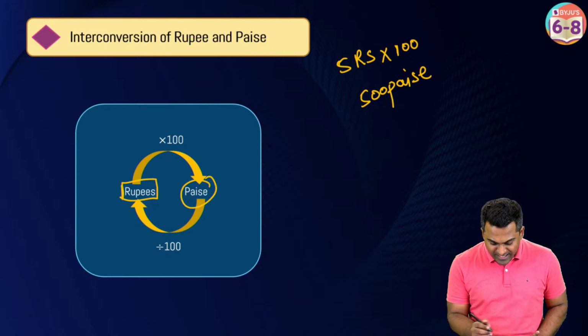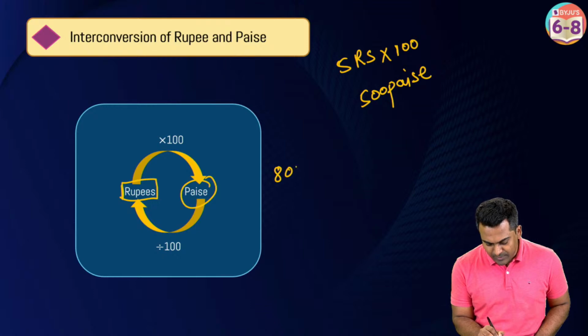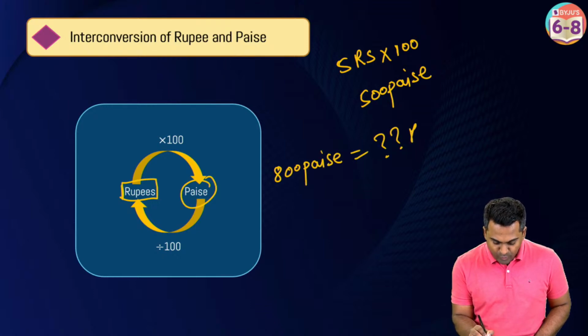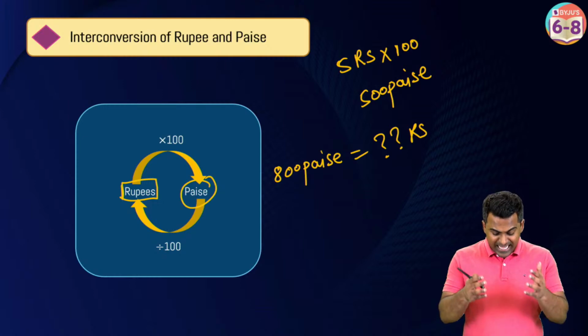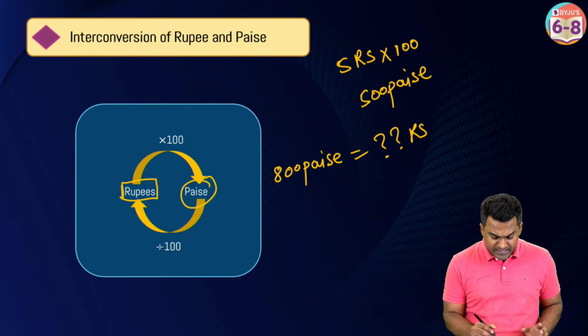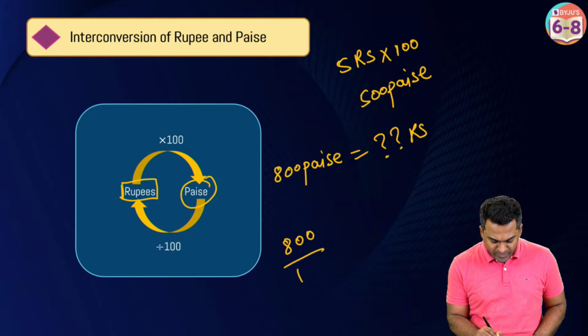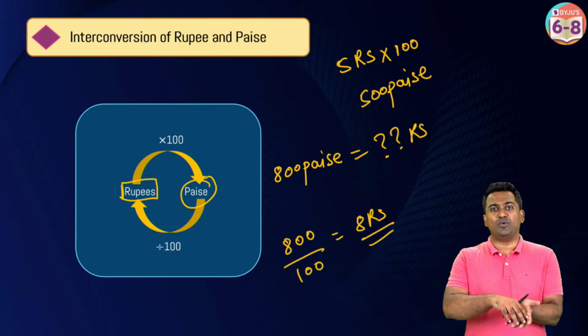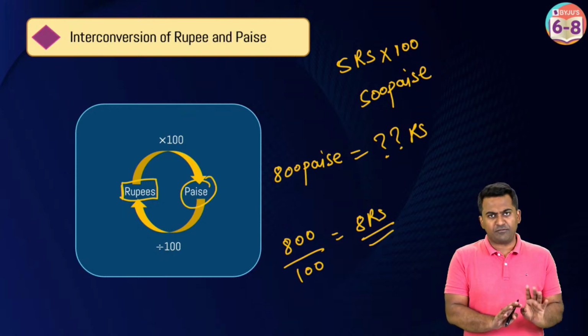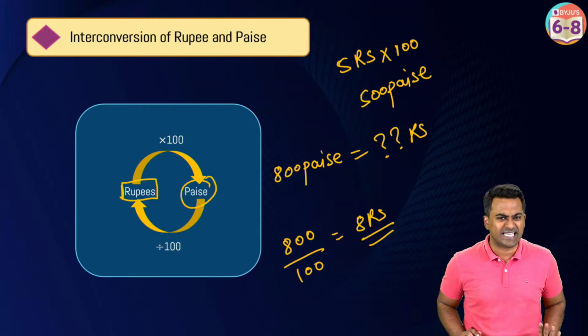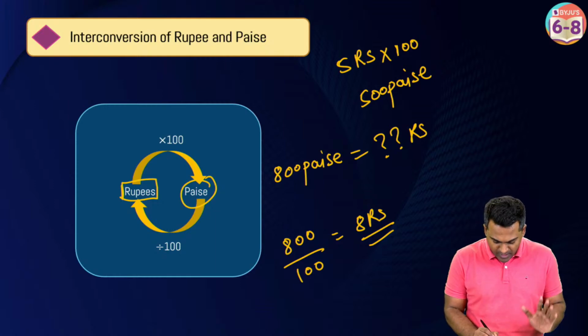Very good. And if I ask you, hey, look, 800 paise is equal to how many rupees? Then you would divide the paise by 100. Yes, and you will get the answer converted to rupees. Like 800, when you divide it by 100, you get 8 rupees. So this conversion between rupees to paise and then paise to rupees, we are familiar with this. Very good. Like you guys are saying the correct answers in the comments box. Well done. We know this.